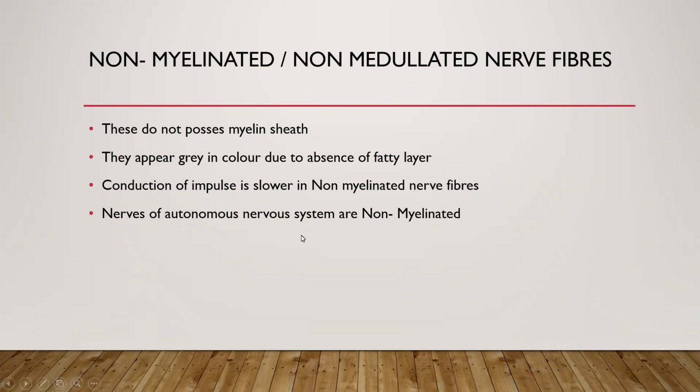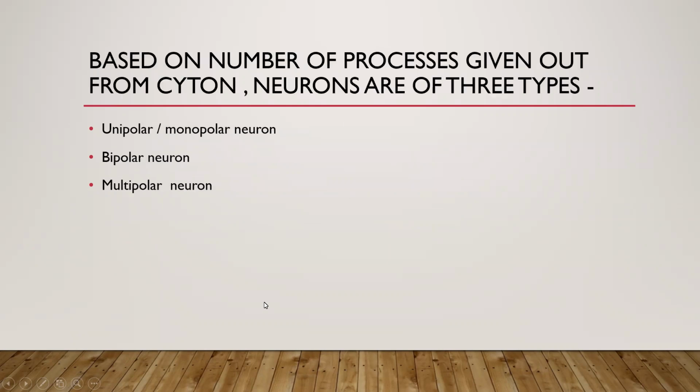They are found in nerves of the autonomous nervous system. What is the autonomous nervous system? It is the part of the nervous system which basically controls involuntary activities like heartbeat and respiration. Okay, so they are all included in the autonomous nervous system. So in the nerves which arise from the autonomous nervous system, non-myelinated or non-medulated nerve fiber is present.